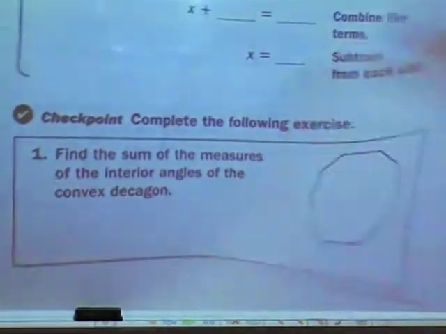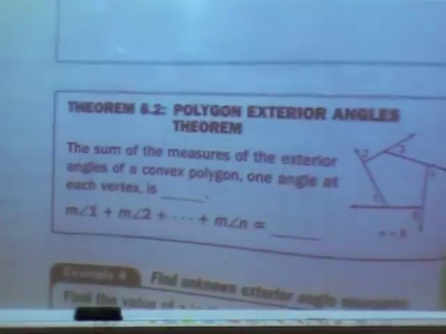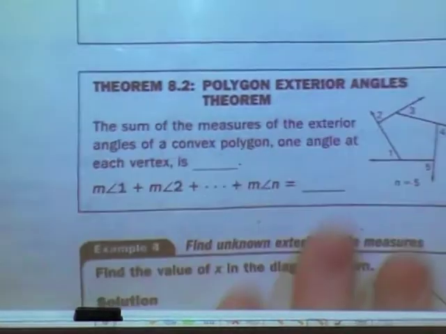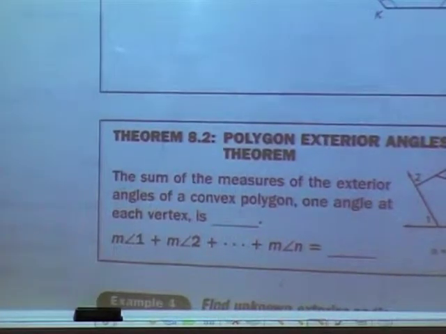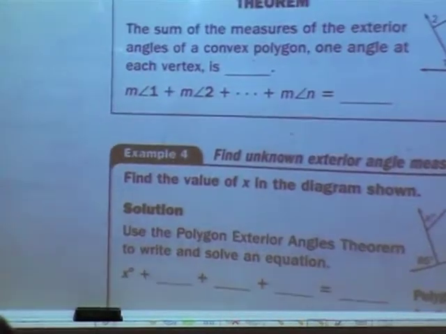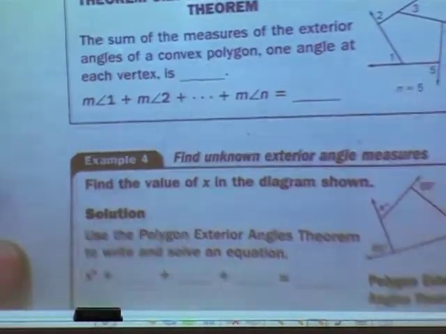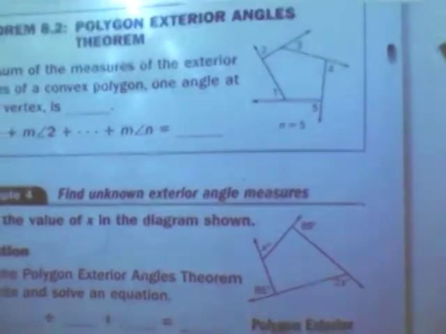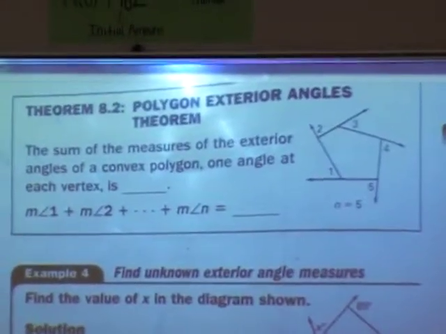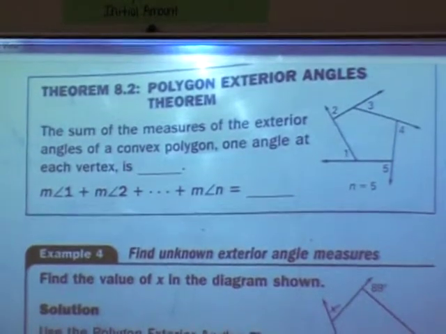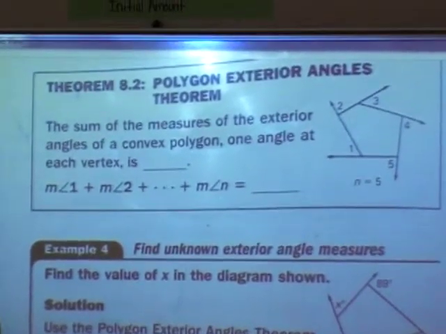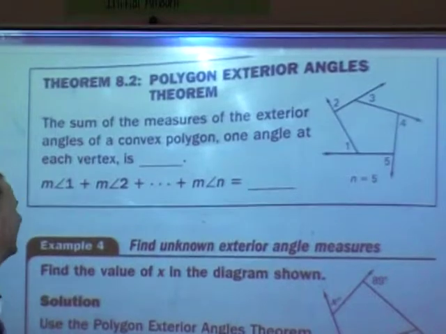Moving on. Alright, so we're not going to do those. About polygon exterior angles theorem. Let's talk about that right there. Wait, are we doing 2 lessons? No, just, yeah, this is the second theorem. Oh, I thought it was like section 8.2, so never mind.